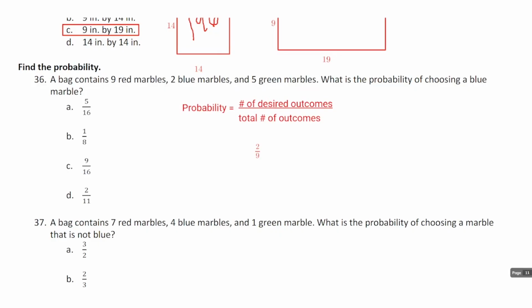Oh, wait a minute. A bag contains 9 red marbles. Oh, I'm sorry, I didn't read that closely enough. 9 red marbles, 2 blue, and 5 green. So the total number of marbles here is not 9. Sorry, there's just 9 reds. The total would be 16. So that's your probability, 2 out of 16, and the only thing left to do here is reduce that, which would be 1 over 8. Our answer is B.